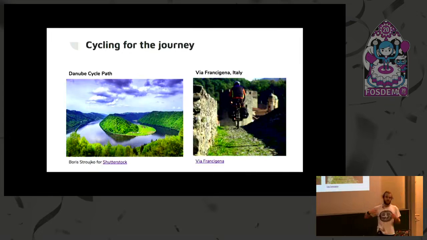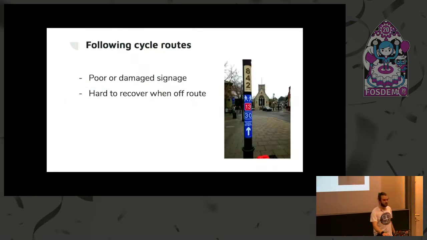So an issue that comes when trying to follow these cycle routes is often the signage is very poor. In the UK, you get these stickers stuck on lampposts, and then people peel the stickers off. Sometimes the sign is 20 meters down the road from where you're meant to turn. And then once you're off route, it's quite hard to recover.